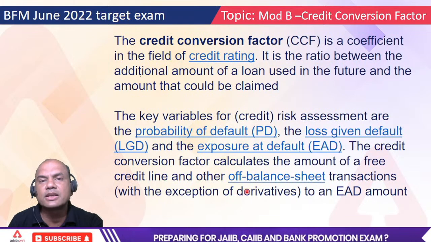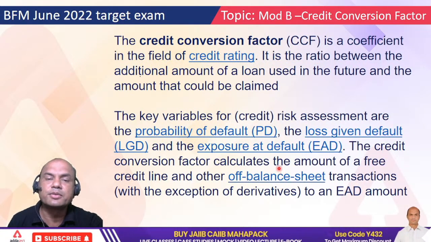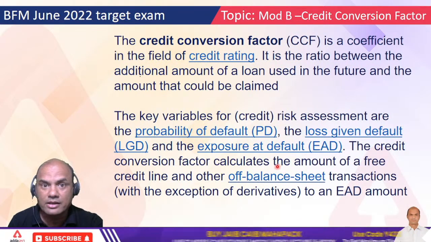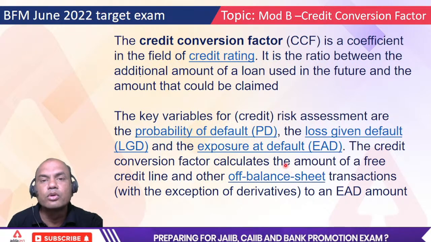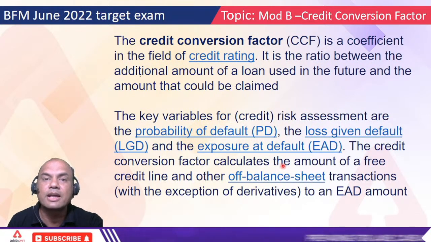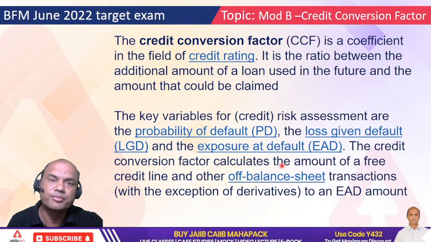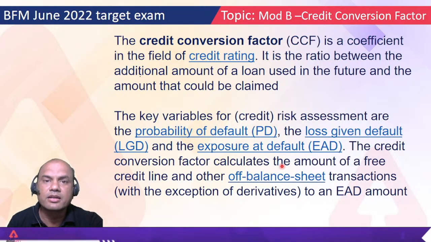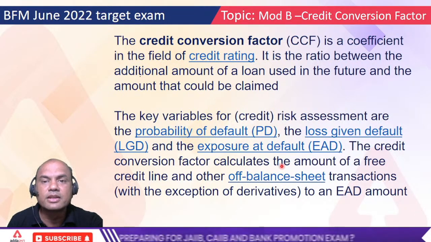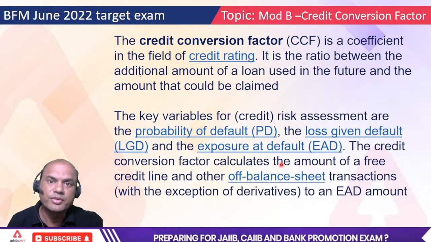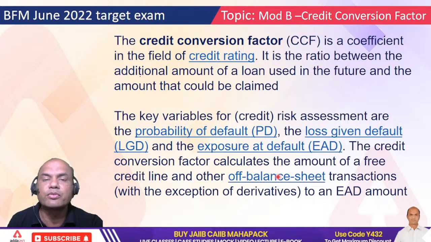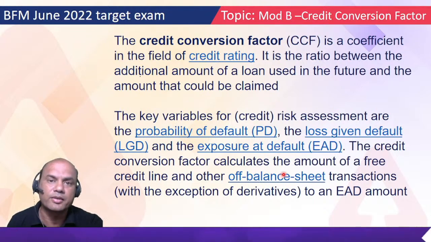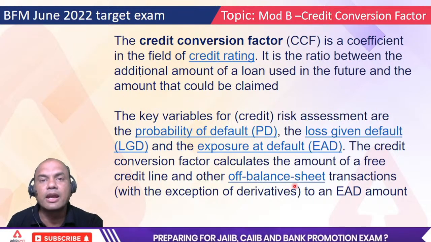So what are my off balance sheet items? What are my balance sheet items? Firstly, balance sheet items, understand this very clearly, pay keen attention. Balance sheet items are those where direct funds are given, like cash credit and term loan. These are all funded activities, where funds are given directly to the customer. But off balance sheet means the funds are not given directly, for example a guarantee.